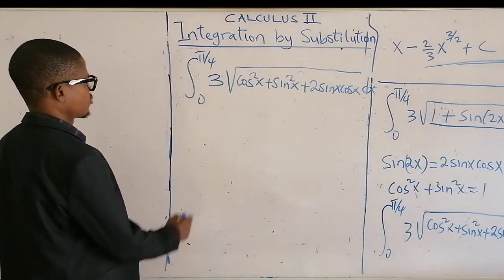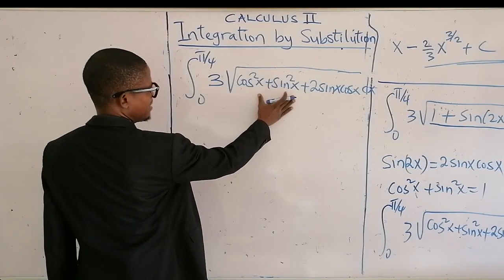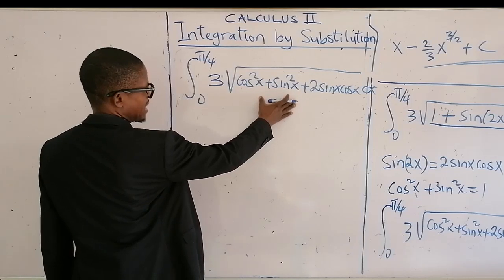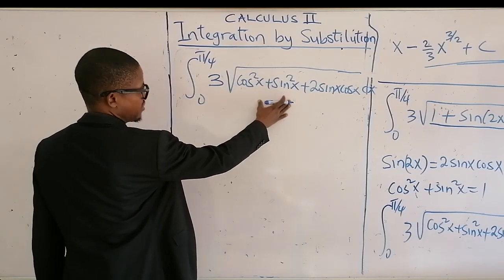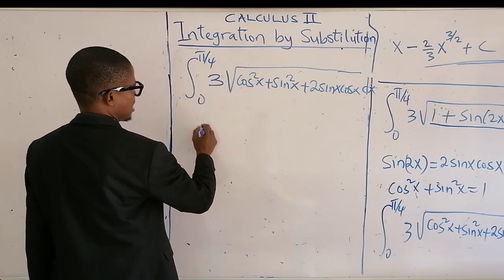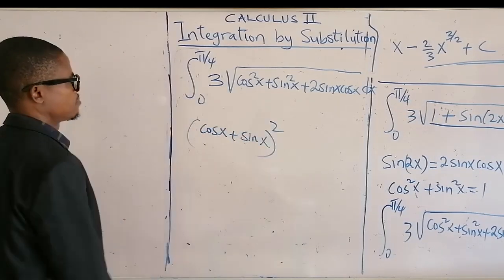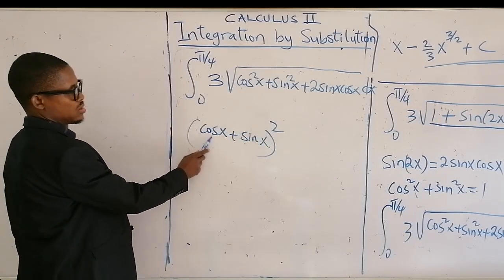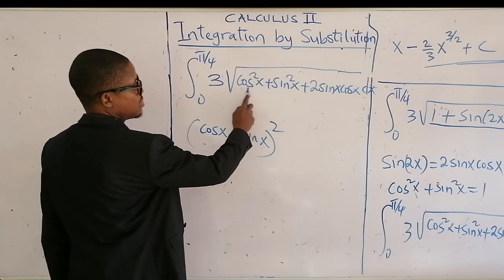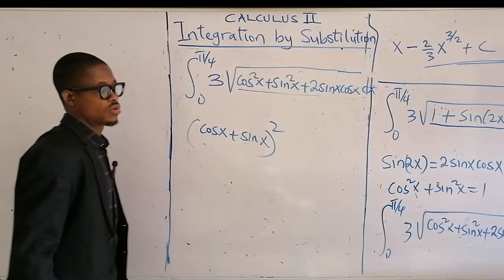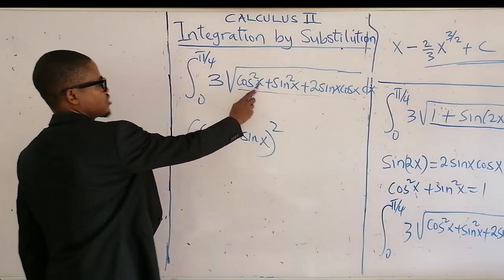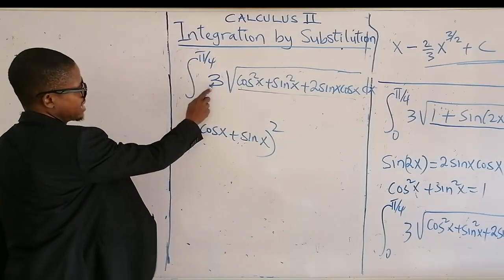So we can also look at what we have inside here. What we have inside here can be turned into a perfect square. Check it very well. This is equal to cos x plus sine x, all squared. If you expand this one, it's going to give you the contents inside the square root. So we have turned this expression into a perfect square, so it can come outside.